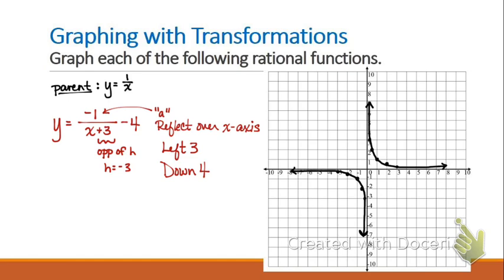Now my parent asymptotes are right on top of the x-axis and the y-axis. So down 4, that means my new horizontal asymptote is right down here. And then left 3 means my vertical asymptote has shifted right here. And then I can use that A value to plot, since we've reflected over the x-axis, instead of being in the first and third quadrants, I'm going to be in more like the new second and fourth quadrants.